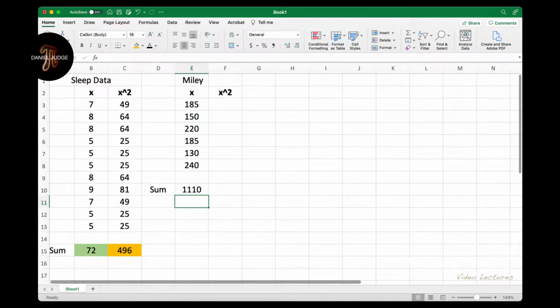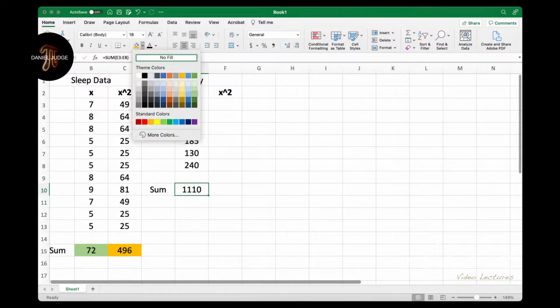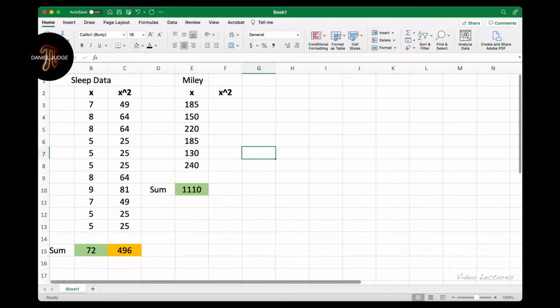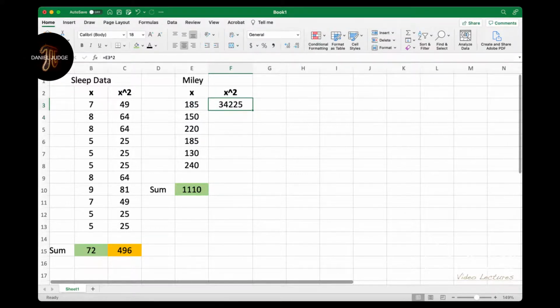So in green, this is why I had to say let's change the colors so that people can be consistent there. So that's what we need. We added these values. This is the sum of the x values. Now we have to square those x values. So put equal, put this value here, raise it to the second power. Well, that's 185 squared, by the way. We're going to square all the other x values. And there you go.